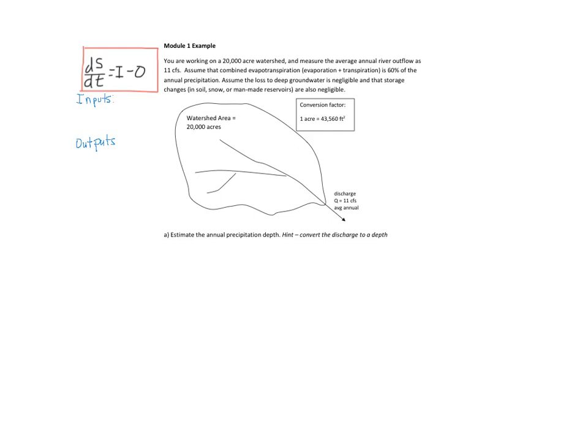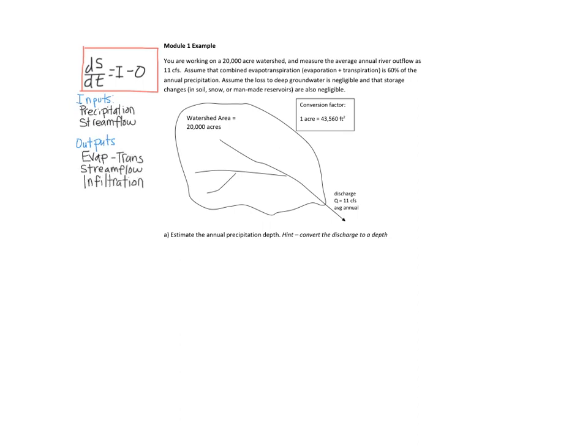So under inputs, I'm going to put things like precipitation, because that can be an input into the watershed. I'm going to put stream flow, because that could be an input into a watershed. And then under outputs, I'm going to put evaporation, transpiration. That is always a loss. I am also going to put stream flow, because you can have flow out of a watershed in a stream. And then lastly, infiltration, which is the water that we lose into groundwater.